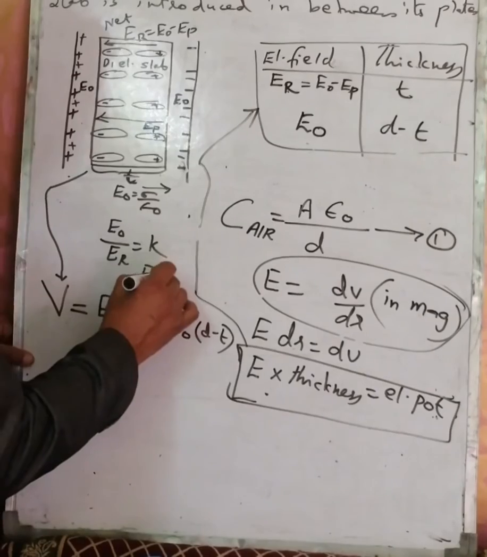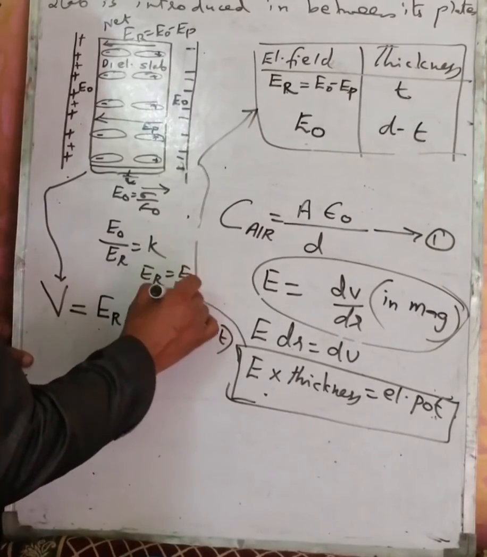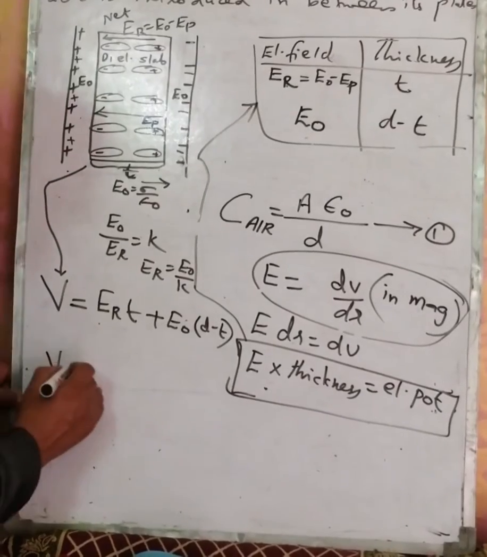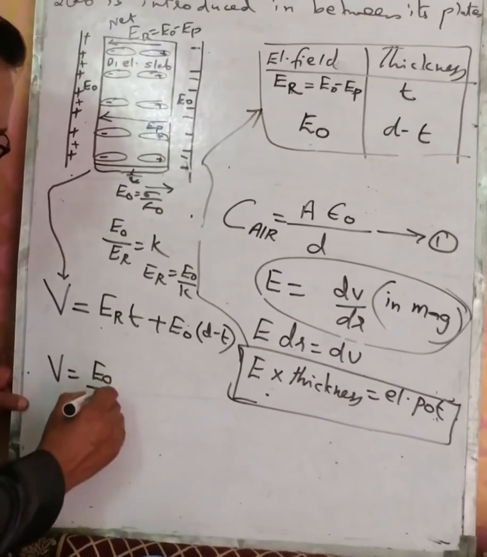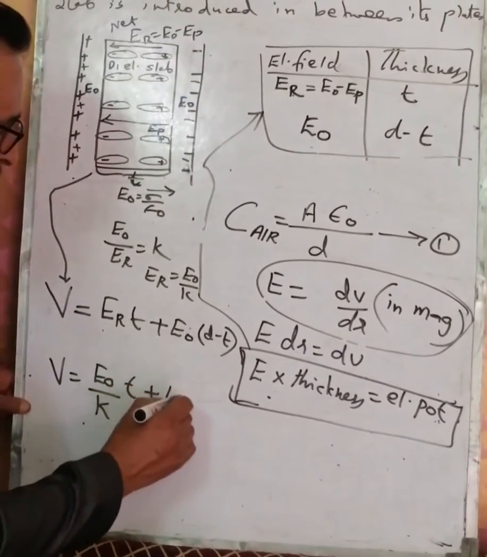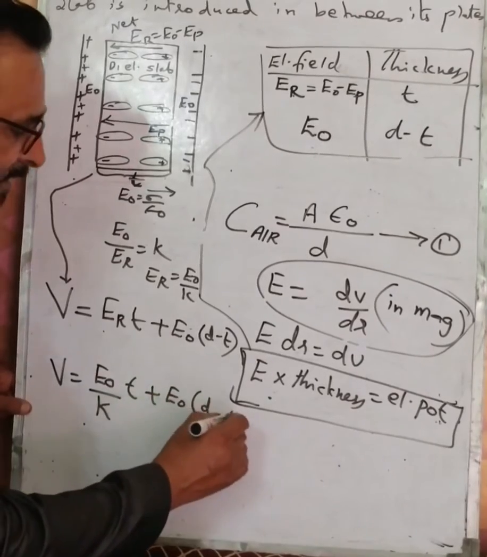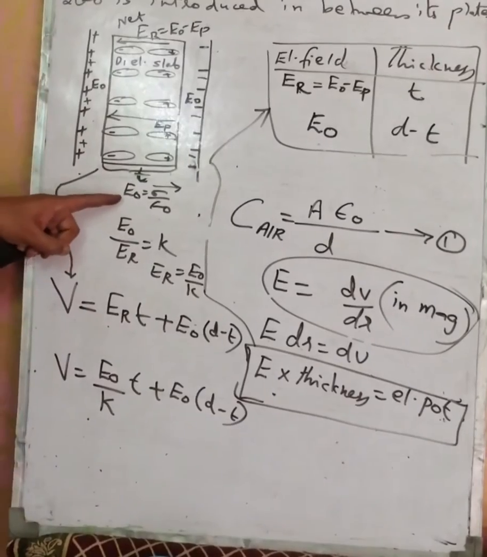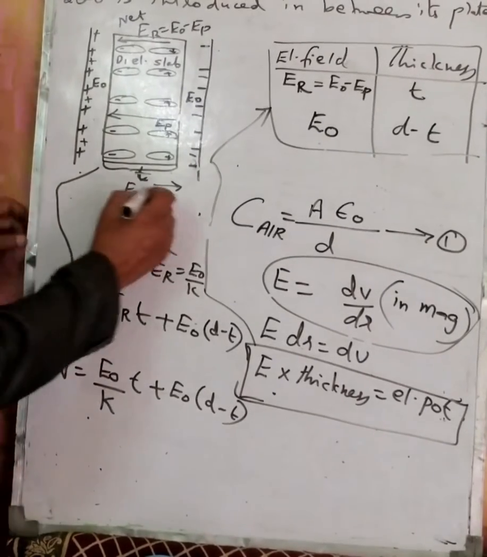So instead of E_R, you can write E naught by K. E_R is equal to E naught by K. So replace here: V is equal to E naught by dielectric constant K times t, plus E naught times (d minus t). And what is E naught? How much electric field is there in between the plates? You see, E naught is equal to sigma by epsilon naught.